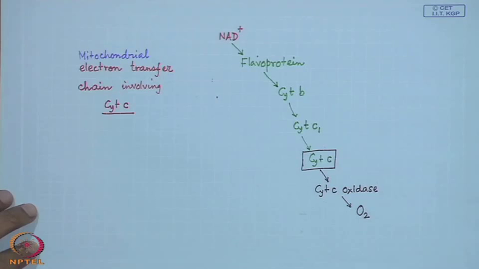So in mitochondrial respiration, we burn our glucose material or any other food material, with the help of your dioxygen molecule. Ultimately this dioxygen molecule is accepting 4 electrons, and the oxygen molecule will be converted to water molecule.